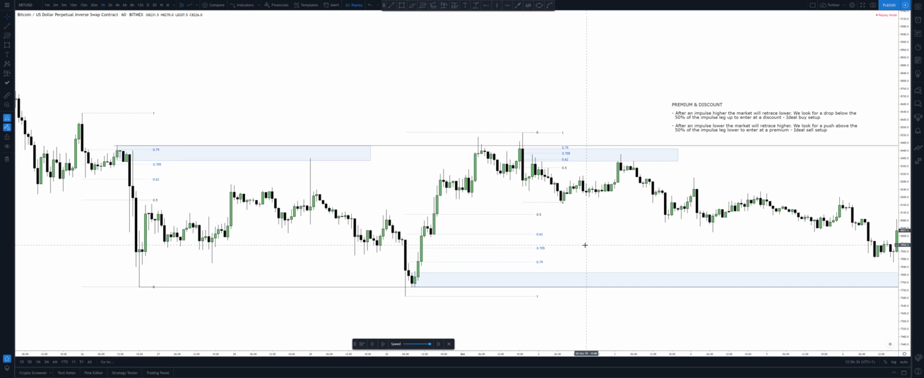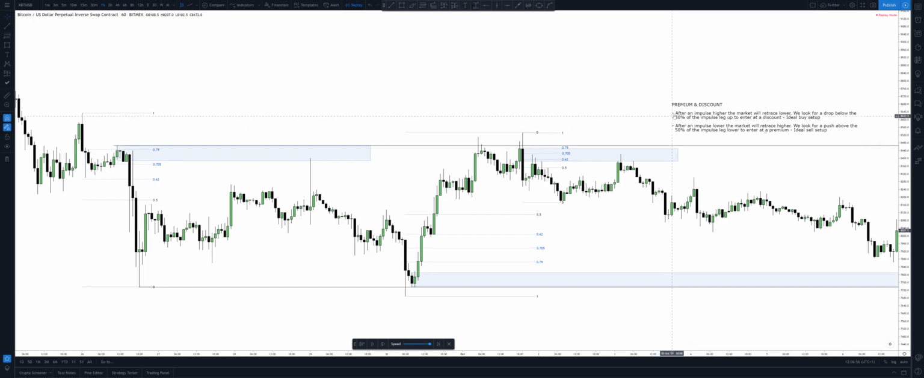Hey guys, so I often talk about premium and discount, and I do the majority of my trading within these levels. So I wanted to give a quick example on how you can implement these two concepts within your own trading style. So when talking about premium and discount, we want to be following these two rules.